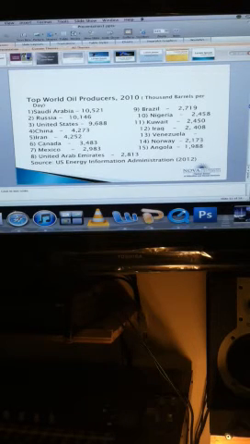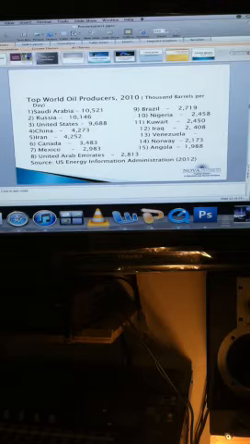Let's look at the top world oil producers. We'll read the first 10. Saudi Arabia produced 10,521,000 barrels per day. These are in thousands. Russia produced 10,146. United States produced 9,688. China produced 4,273. Iran produced 4,252.